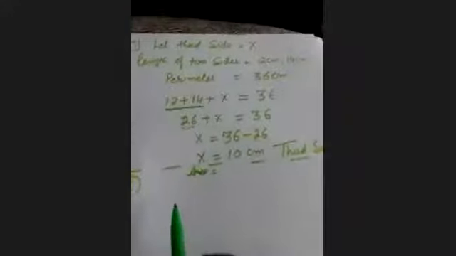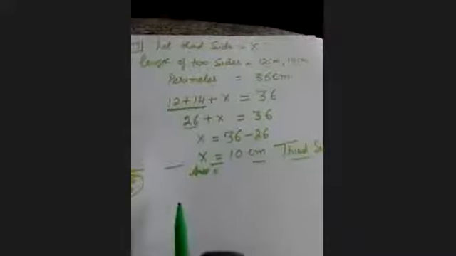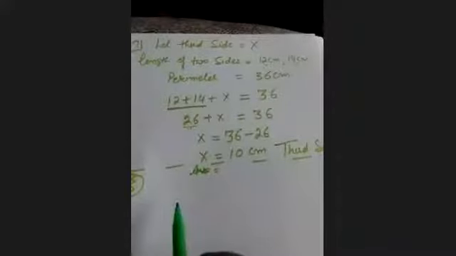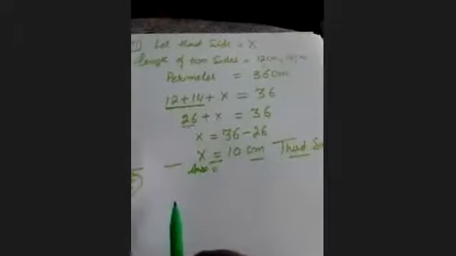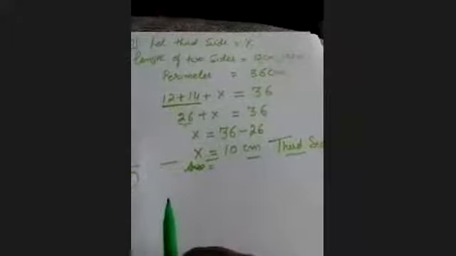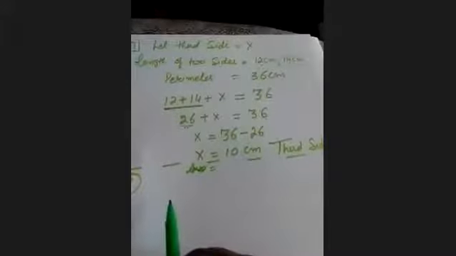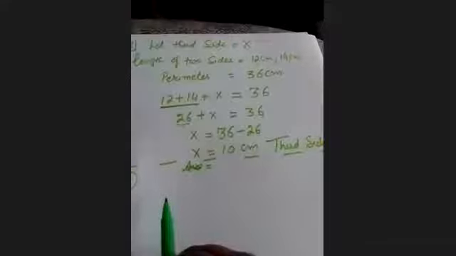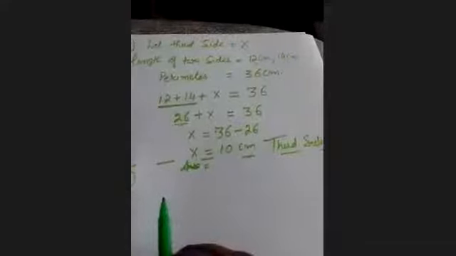Next is the 8th question. In the 8th question, the perimeter of a regular pentagon is 100 centimeter. In a pentagon we have 5 sides, and this is a regular pentagon. It means all 5 sides are equal in length. Now find how long each side is.